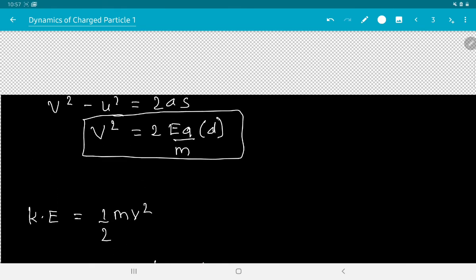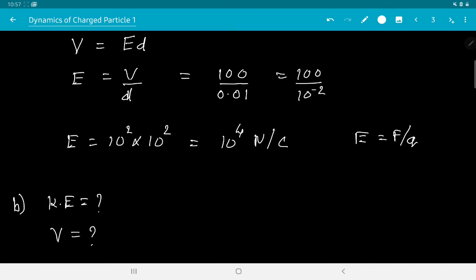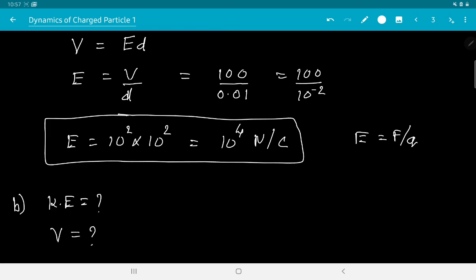And we have also found the electric field, that is 10 raised to 4 Newton per coulomb.